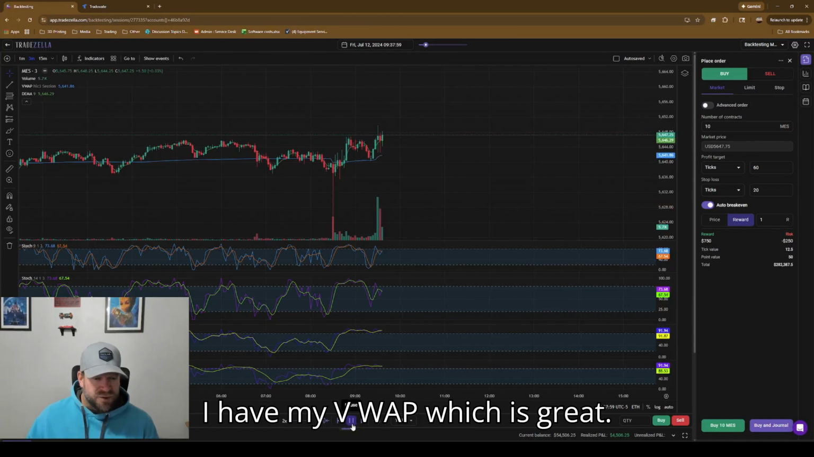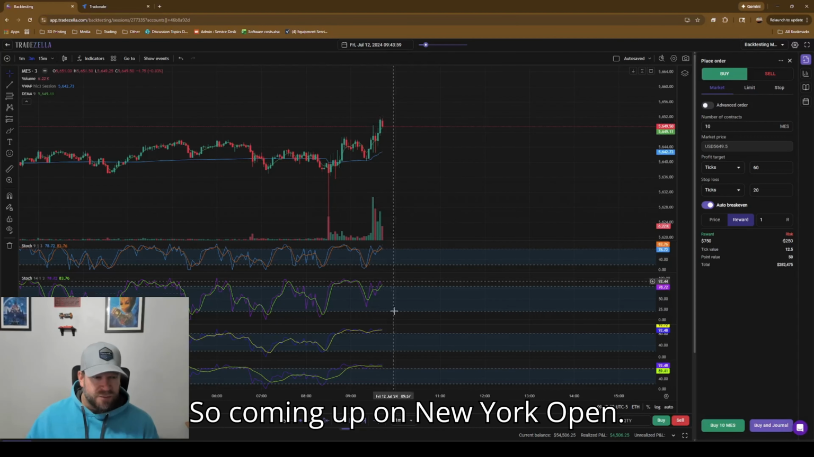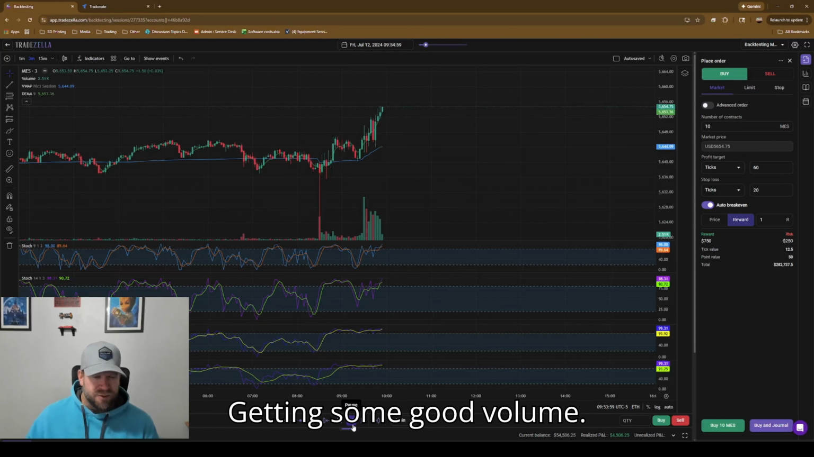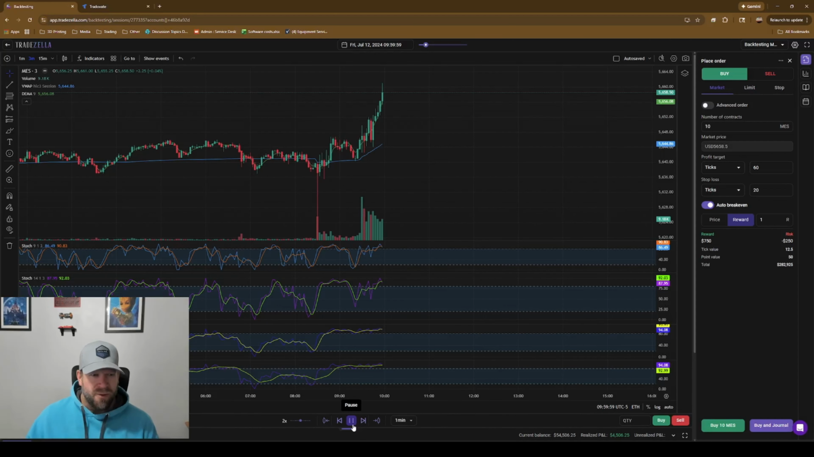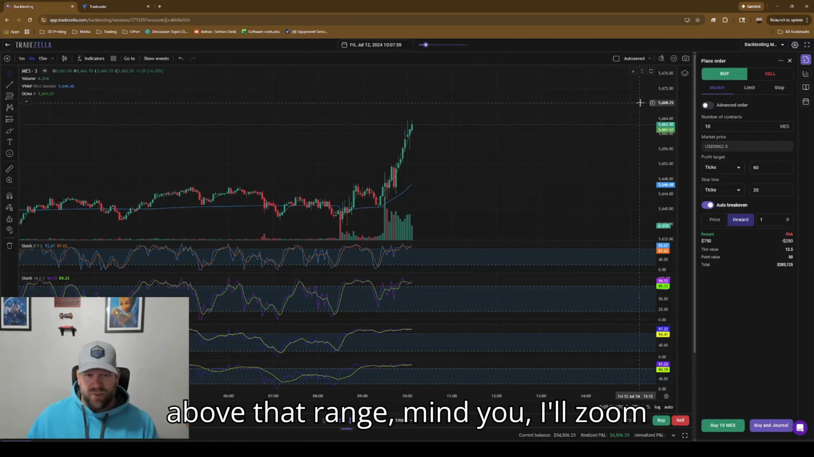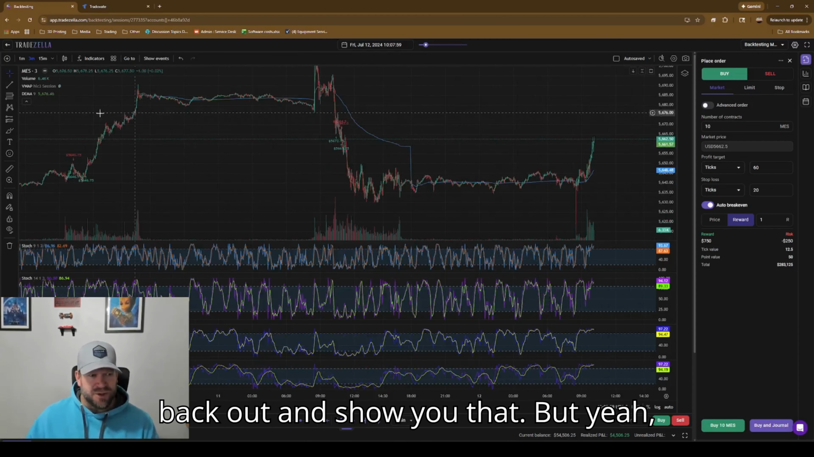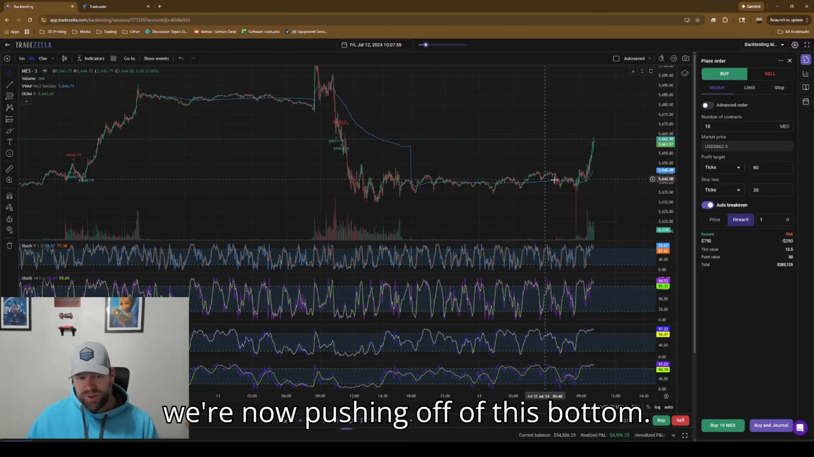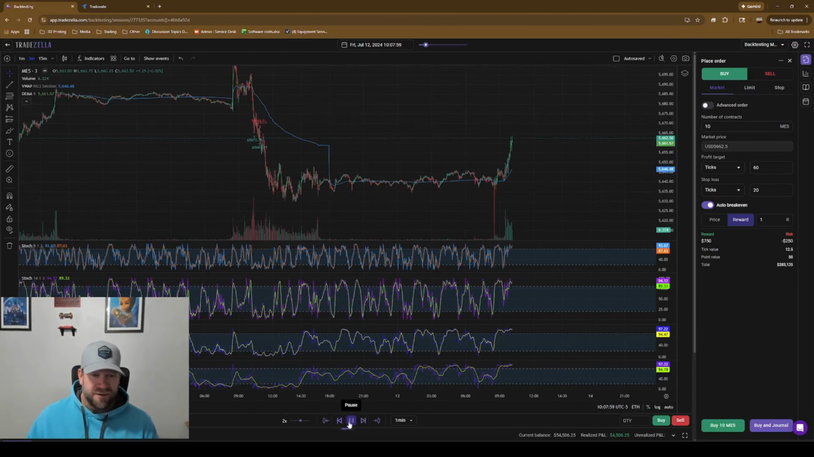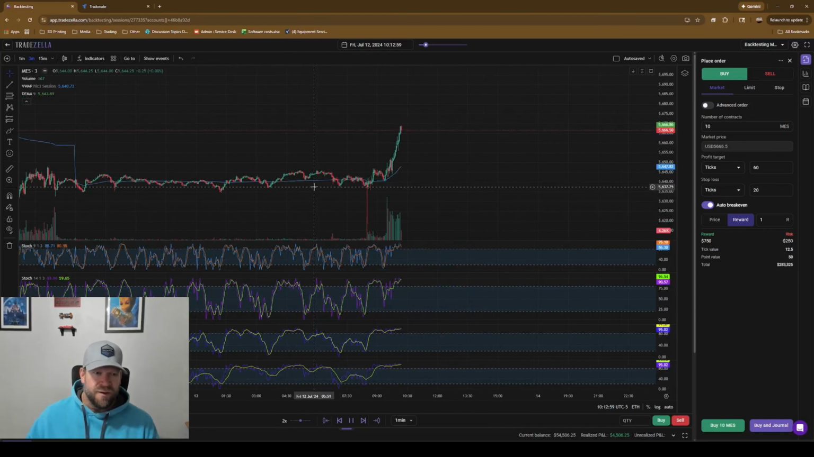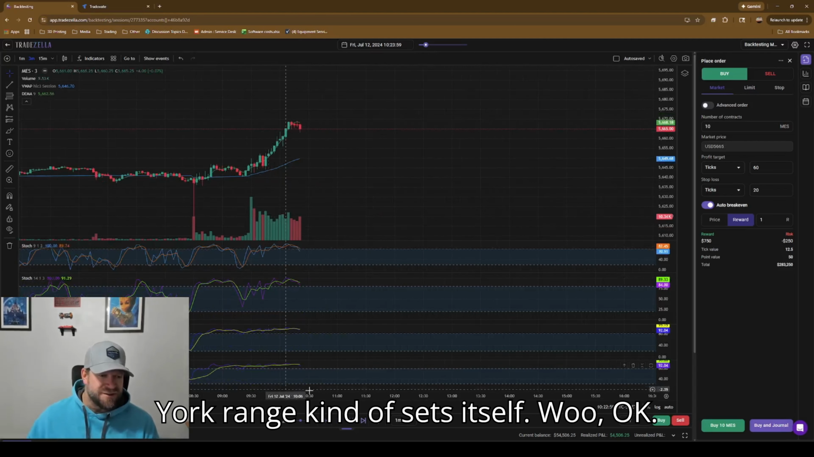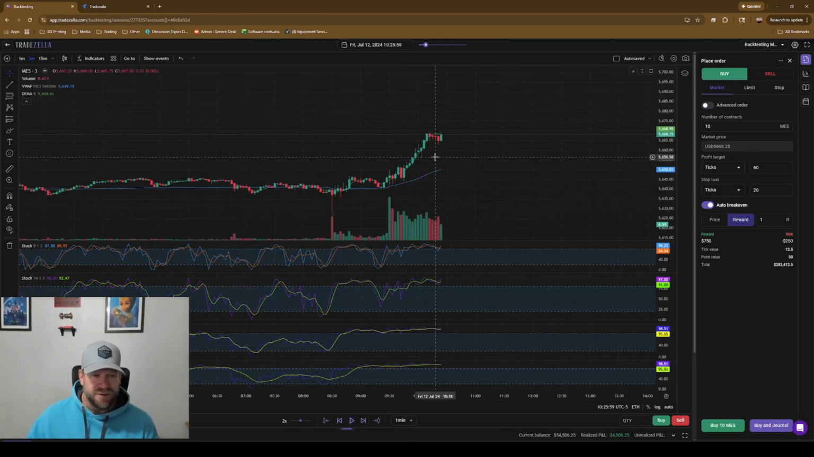I have my VWAP, which is great. So coming up on New York Open, getting some good volume. Looks bullish. We're now above that range, mind you. I'll zoom back out to show you that, but yeah, we're now pushing off of this bottom. Looks like it may just want to continue here. But you never know. Each day that New York range kind of sets itself. Whoa, whoa, whoa, whoa. Okay.